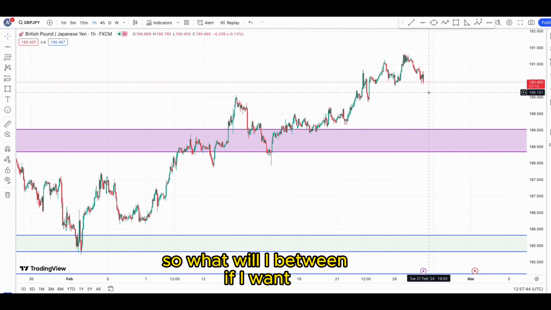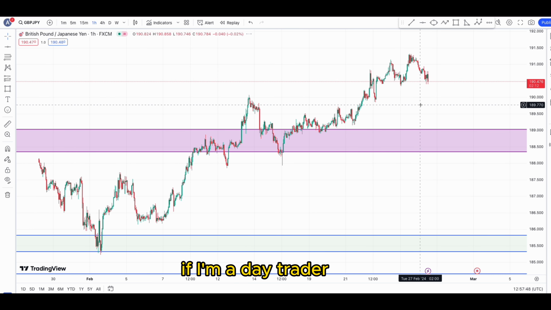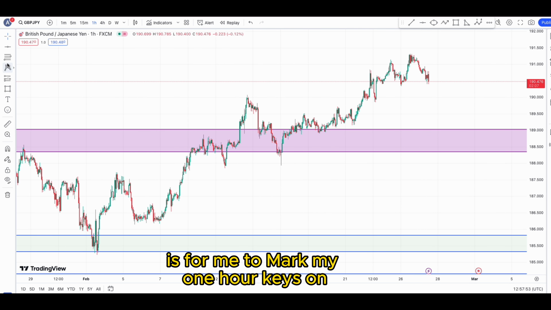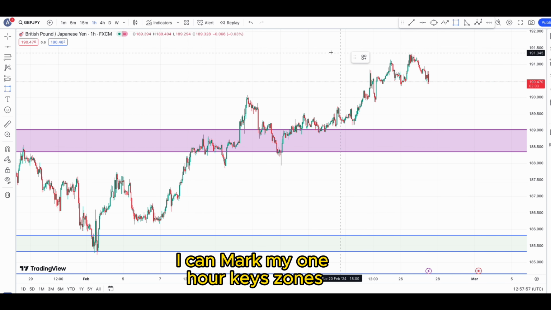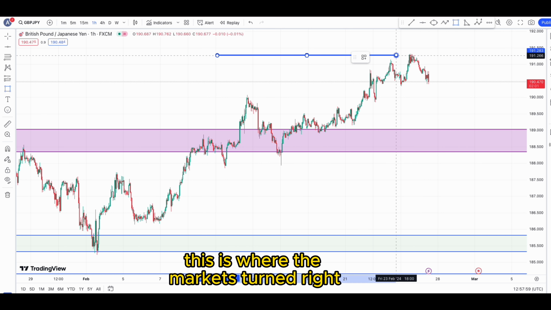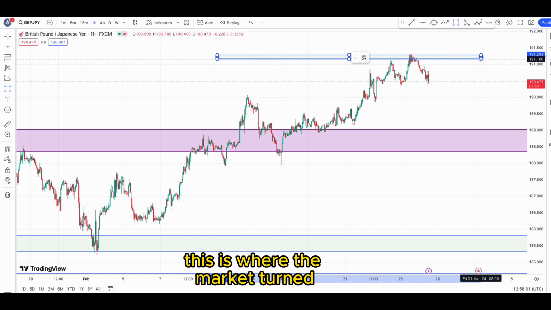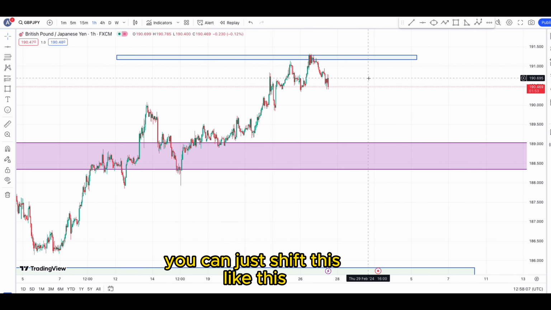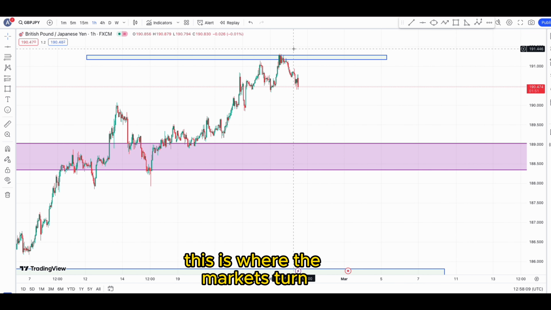So what will I be doing if I'm a day trader? What I will be doing in this situation is to mark my 1-hour key zones. I can mark my 1-hour key zone. This is where the market turned, right? This is where the market turned. You can just shift this like this. This is where the market turned.